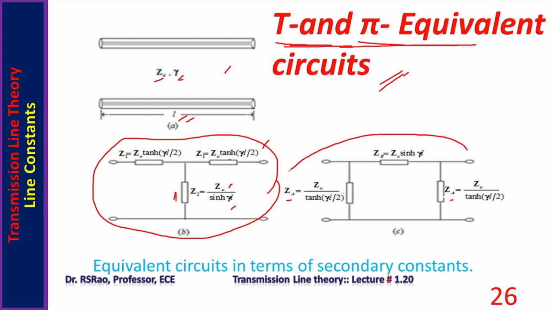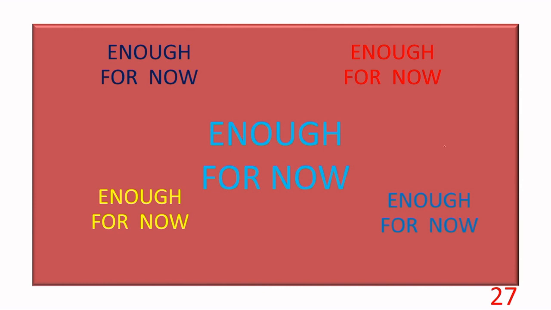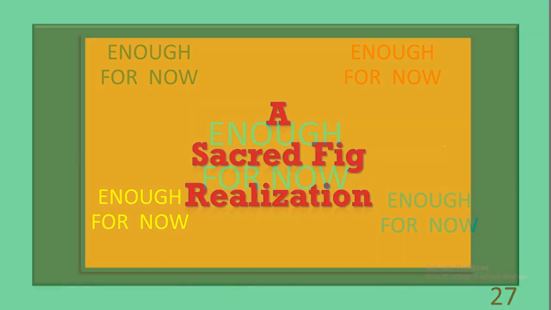So these are equivalent circuits. These are in terms of secondary constants. Depending upon the context, depending upon the requirement, one can use either primary constants or secondary constants to model the line. This is what I want to share regarding line constants for now.